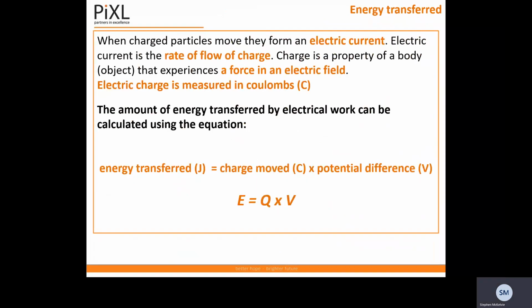When charged particles move, they form an electric current. Remember, the charged particles in GCSE are electrons. Electric current is the rate of flow of charge.